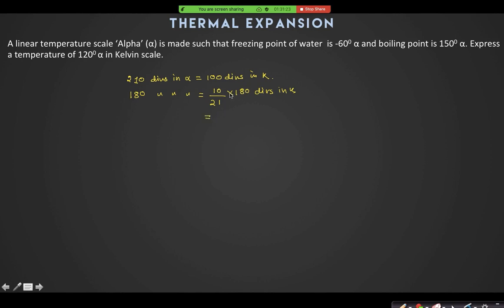So cutting by 3, it becomes 600 by 7, which is 85.71. So the reading in Kelvin is equal to 273 plus 600 by 7, which is 273 plus 85.71. So it is 358.71 Kelvin.